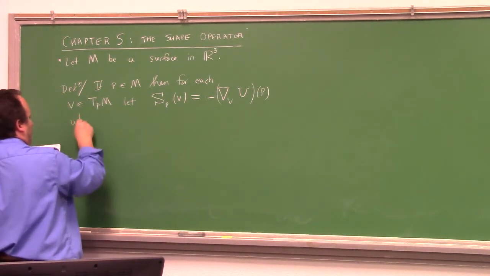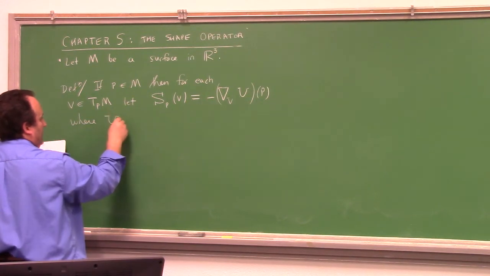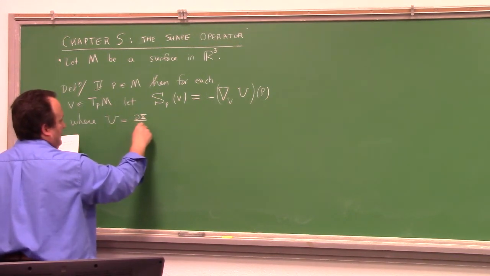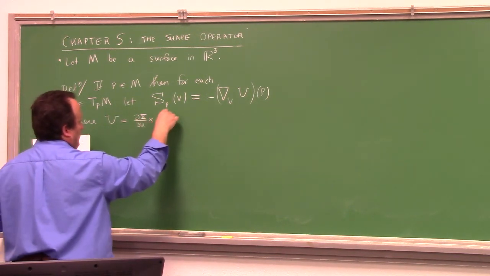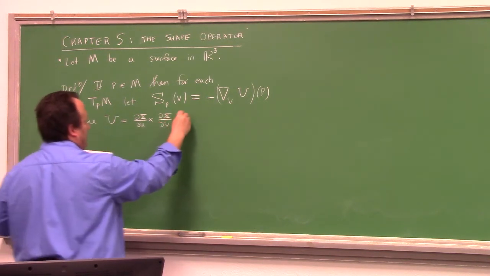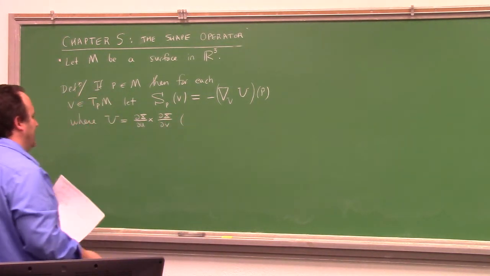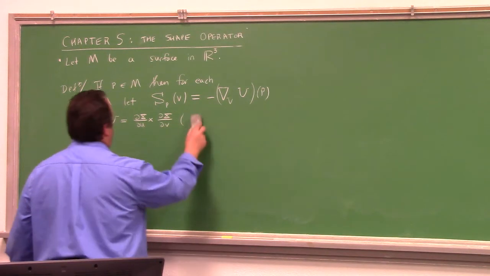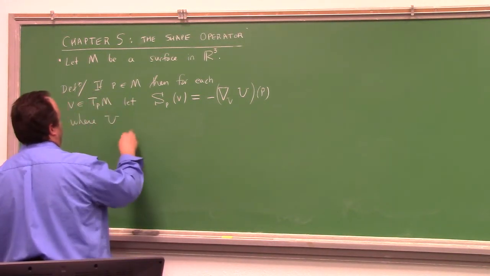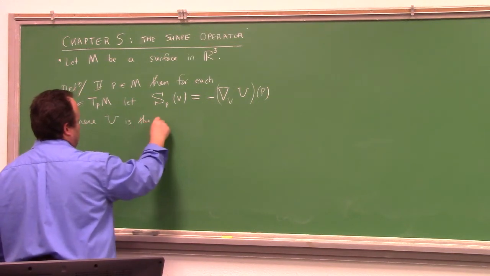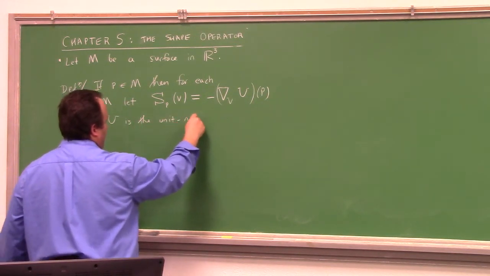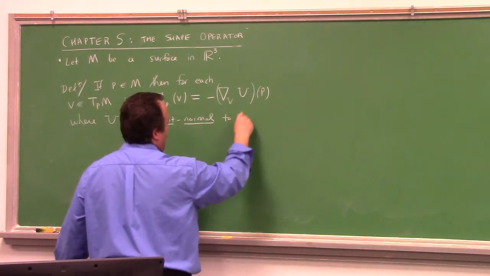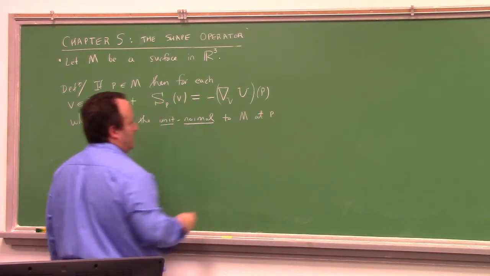where U was equal to like partial x partial u cross partial x partial v. It's the unit, oh, that's not quite correct. Excuse me, I have to be careful here. That's not quite it. Where U is the unit normal to M at P.